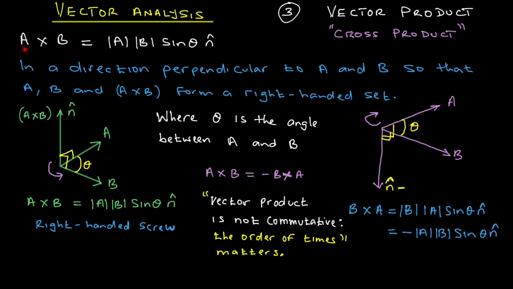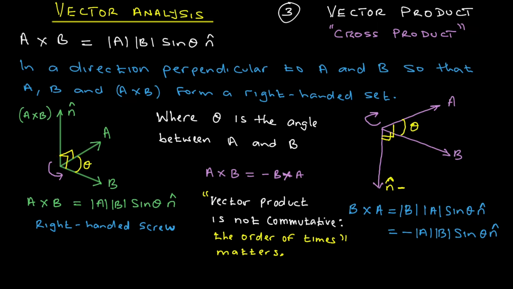An example is when you have A cross B, where cross means times, and that's equal to the modulus of A times the modulus of B, times the sine of the angle between them, times the unit direction vector n. This means it's normal to A and normal to B. So n indicates it's normal. Normal means perpendicular to A and perpendicular to B.